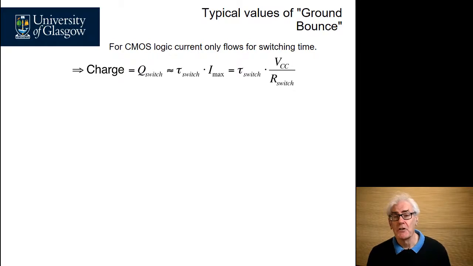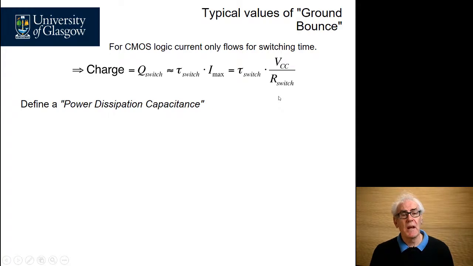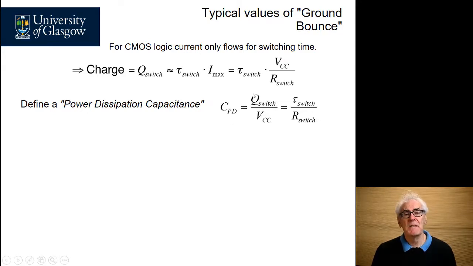We can work out the charge that a switch generates, which is the time it takes for a switch, times the maximum current, and we can work it out from this equation here. So let's apply some simple numbers. And we'll also define a power dissipation capacitance. The power dissipation capacitance is the switching charge divided by the voltage, which is roughly equivalent to the switching time divided by the switching resistance.